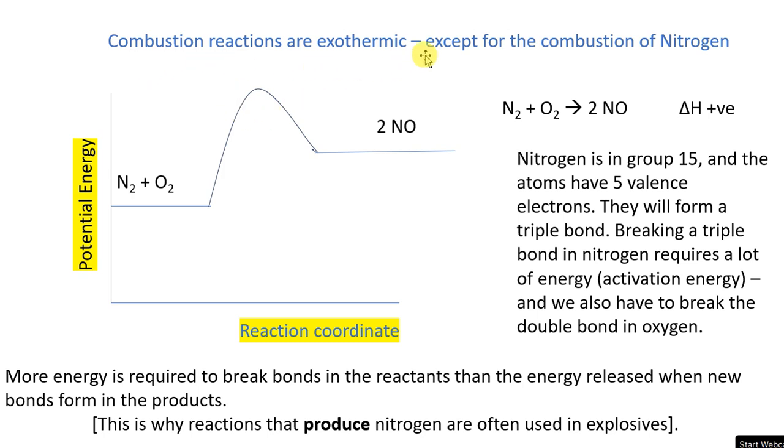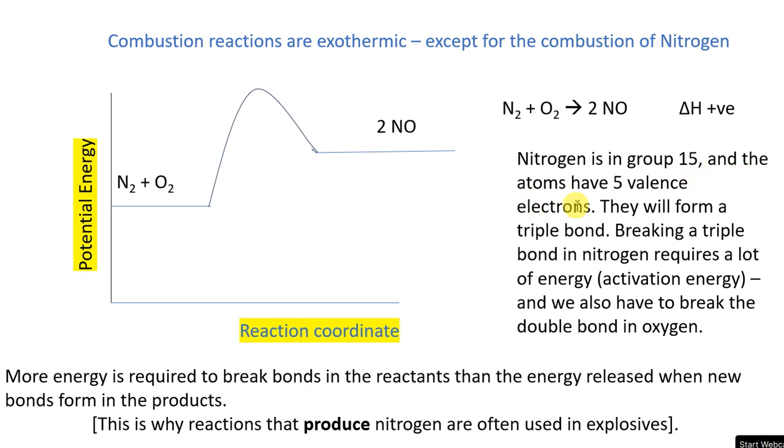Combustion reactions are exothermic except for the combustion of nitrogen. This is a special example. I'm going into it because the IB mentions it specifically. Nitrogen and oxygen combining to make nitrogen oxide. Delta H is positive. Why?